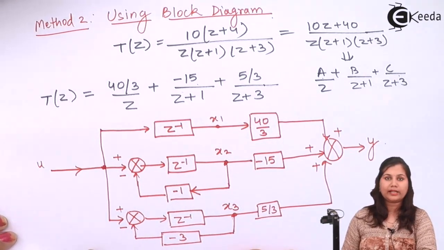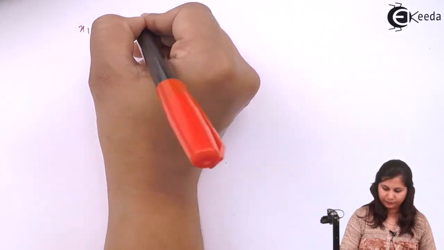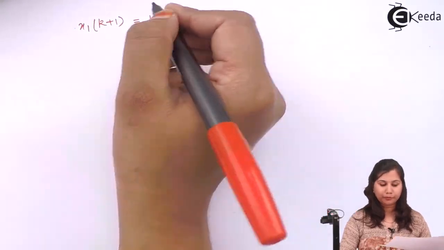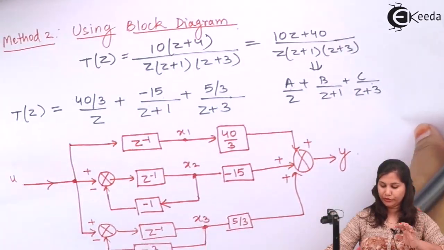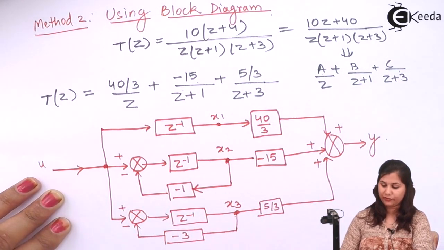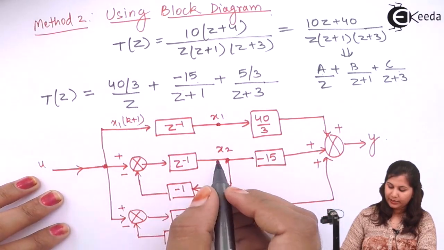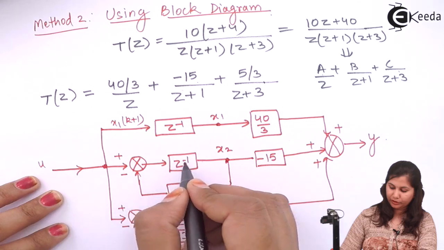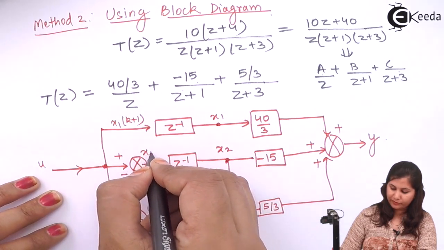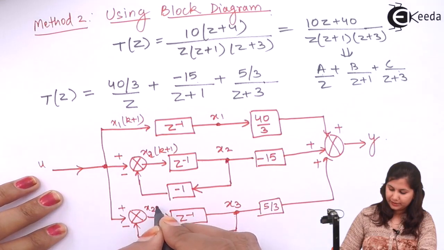Now using this block diagram, we can write the equations. So let us write the equations. The output of each unit delay we have chosen as a state variable. This is x1, so its input will be x1 k plus 1. This is x2, so its input will be x2 k plus 1. For this, it will be x3 k plus 1.